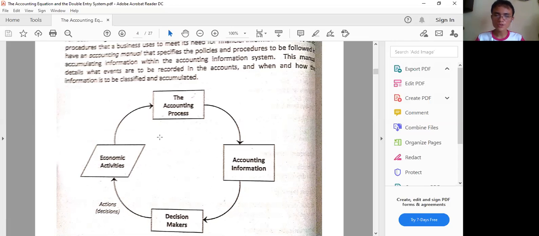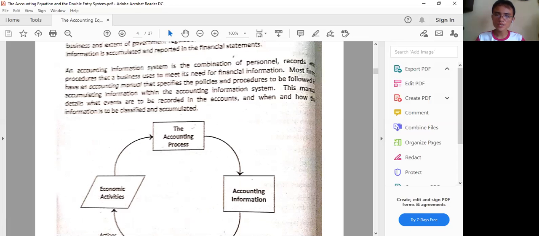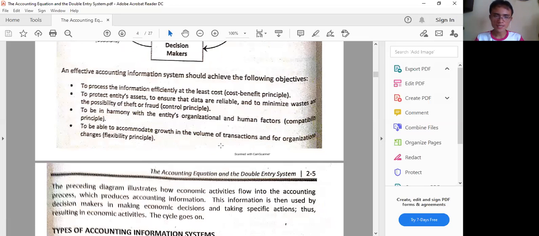After that, of course, we have to process. We follow the steps in the accounting cycle or process to generate the accounting information in the form of financial statements, and these financial statements will be used by the decision makers for their actions. Then the actions will become economic activities. So basically, it's a cycle. In terms of the policies and procedures to be followed in the accounting process, we have to follow the accounting manual. Normally, there is an accounting manual available for the organization. If it's not specific, it is perhaps merged with other policies or manuals.